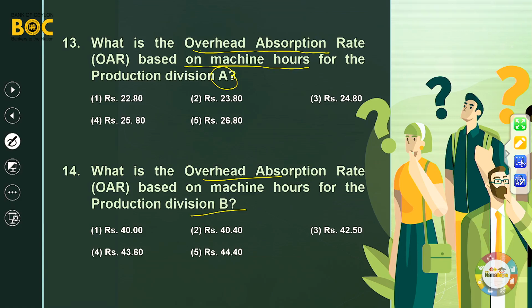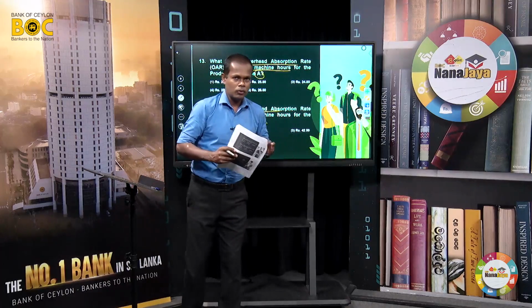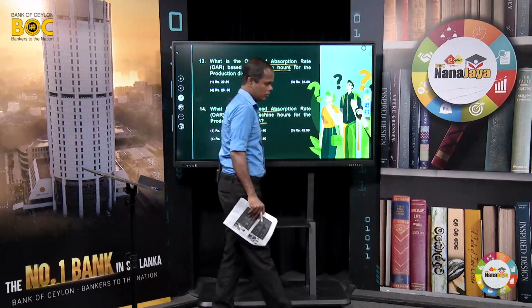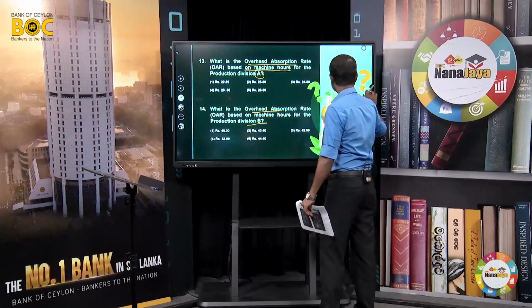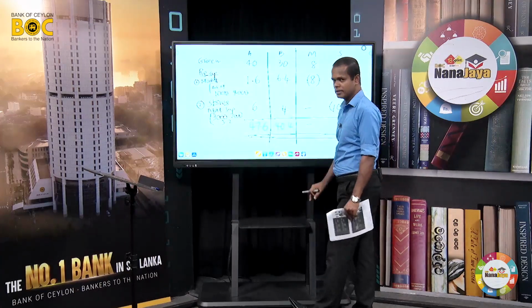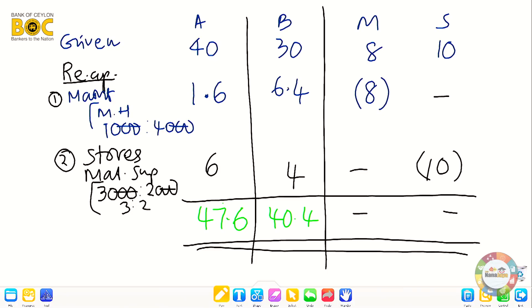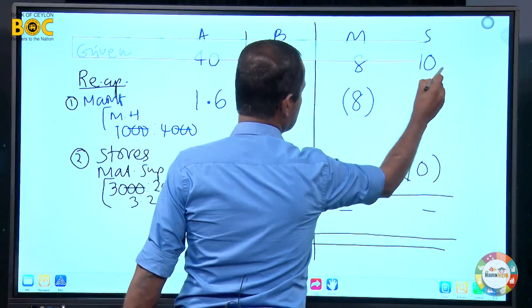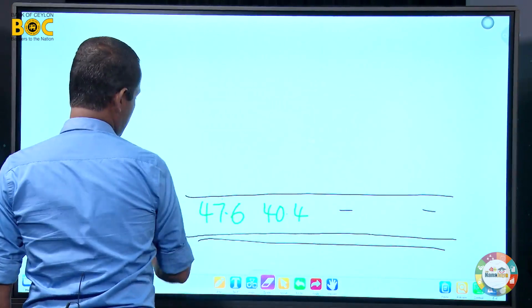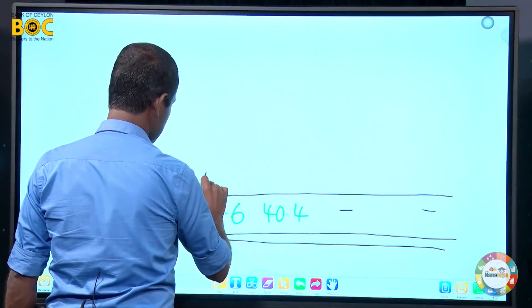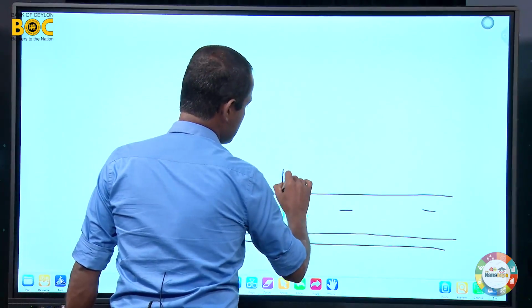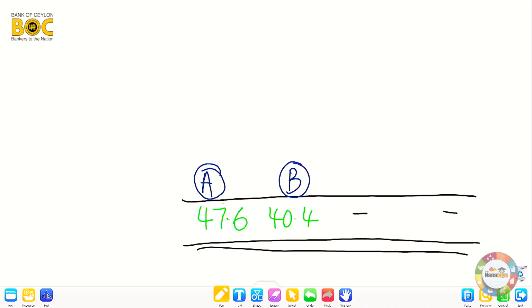Right. So what you should learn here is that before calculation of the absorption rate, you must have reapportioned the service cost. Yes, we have done that. No cost remains in the service department. Now we have production department A with 40,600, and department B with 40,400.